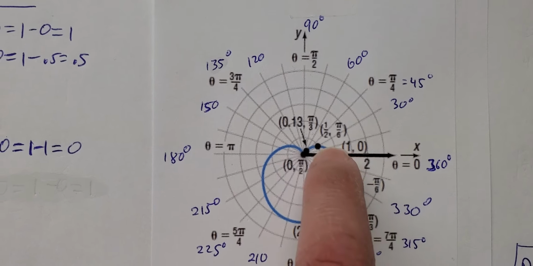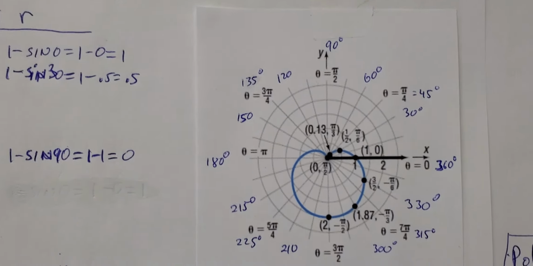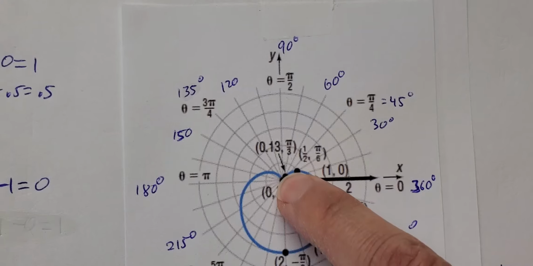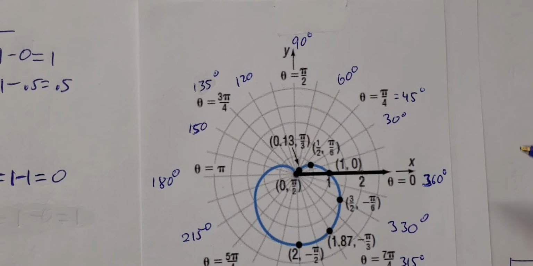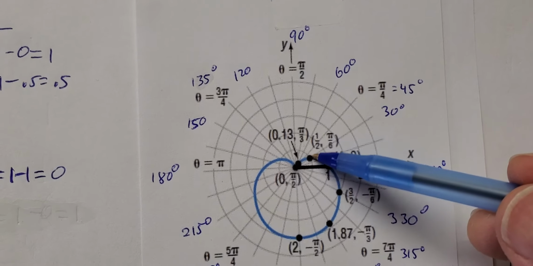Okay, 0, 1. Next, 30 degrees, 0.5. So here is 30 degrees. 30 degrees right here, 0.5 right there. Okay, so here's 30 degrees, and 0.5 is right here where I am circling, right there.